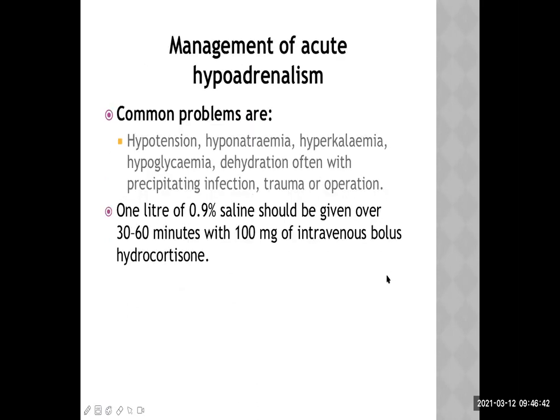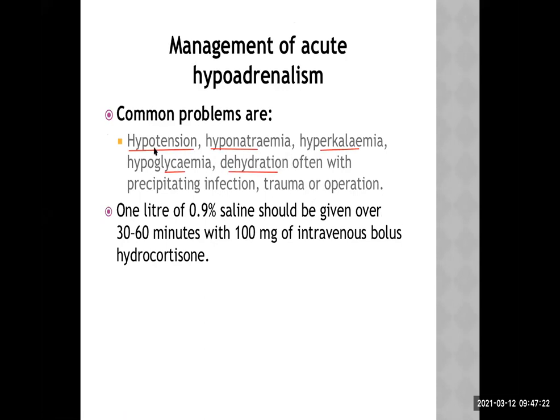Now, the final part of this topic is the management. Management of acute hypoadrenalism, how we do it. Now, look at the common problems in acute hypoadrenalism. These are the hypotension, hyponatremia, hyperkalemia, hypoglycemia, and dehydration, often with precipitating infection, trauma, or operation, where our body demands more cortisol, but that is not happening in case of Addison's disease. So these are the common problems.